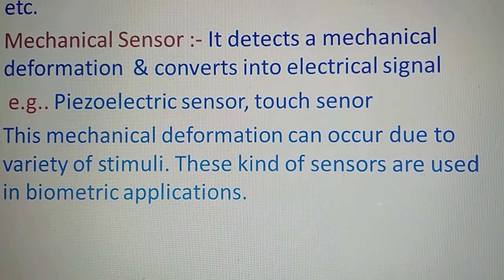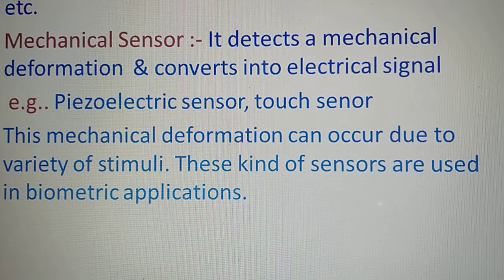The next type is a gas sensor, and these kinds of sensors are used to detect inflammable gases like carbon monoxide and methane. Next is a mechanical sensor. This mechanical sensor detects a mechanical deformation and converts it into an electrical signal.